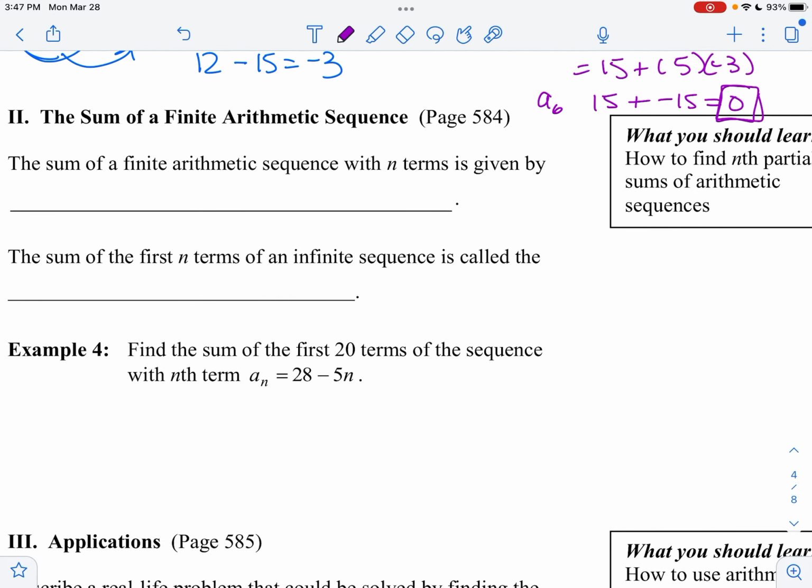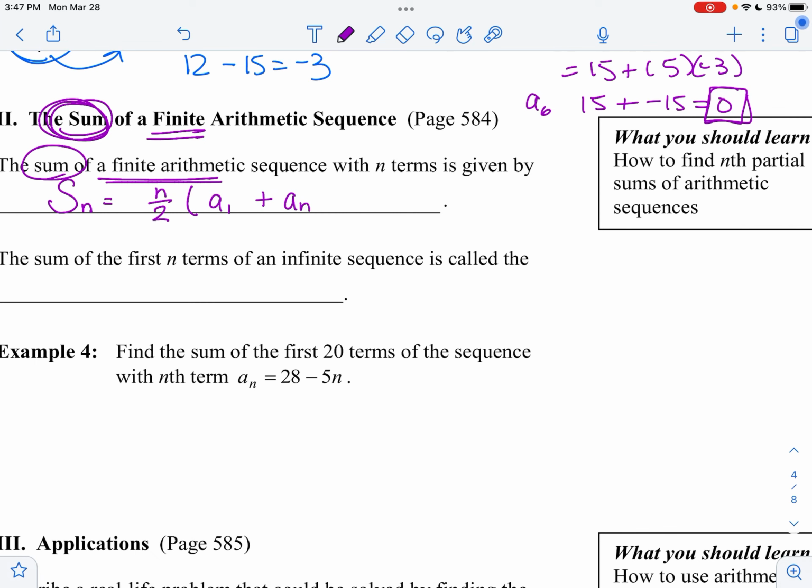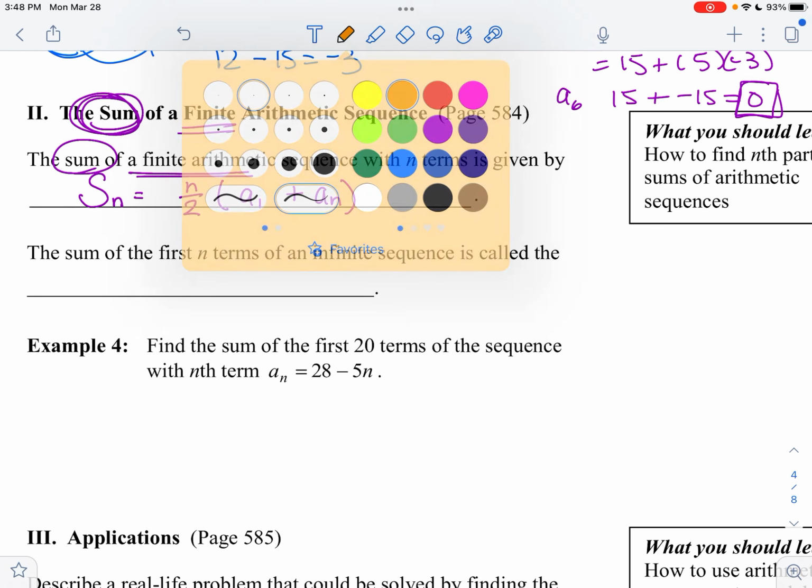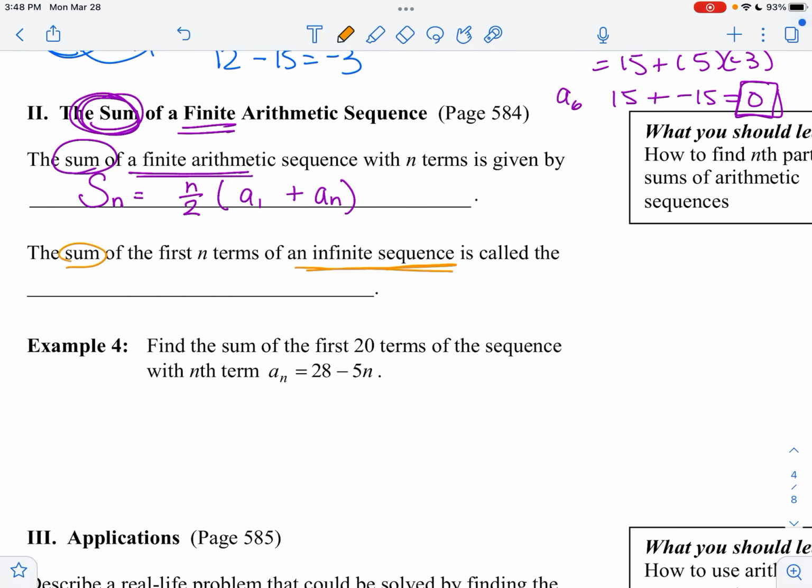Let's talk about the sum. Remember, a sum is adding everything up of a finite, or ending, arithmetic sequence. The sum of a finite arithmetic sequence says this: capital S sub n, meaning the ending term, is n divided by 2 times the first term plus whatever the ending term is, the nth term. And the sum of an infinite sequence, meaning this isn't going to end, we say is the nth partial sum.